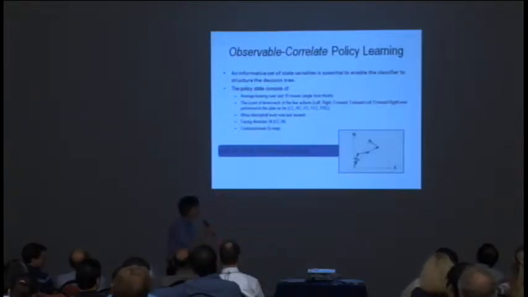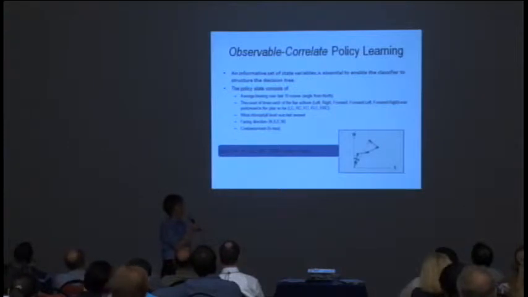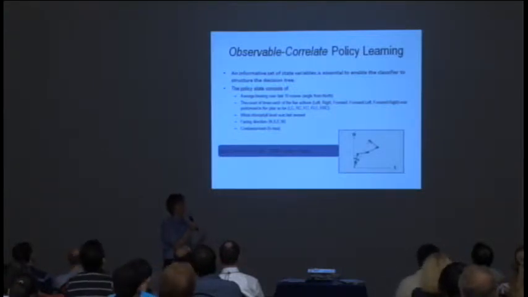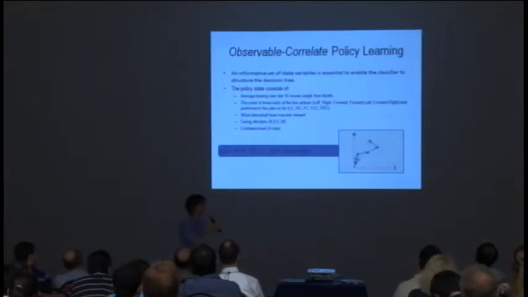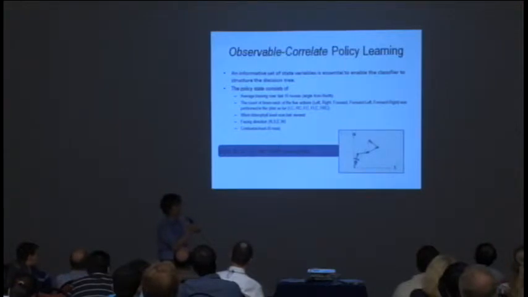Okay, so to come back to the patch, an informative set of state variables is essential to allow the classifier to discriminate properly between the various situations in which we should apply our actions and therefore produce a well-structured decision tree. So we did a huge amount of experimentation to come up with a good collection of policy state variables for the patch following case.